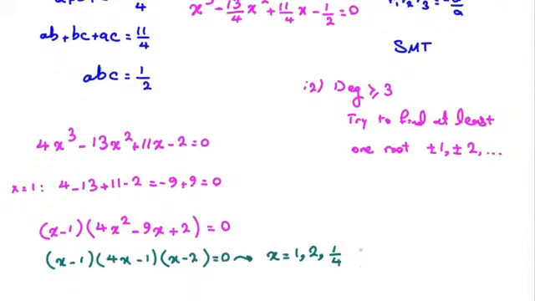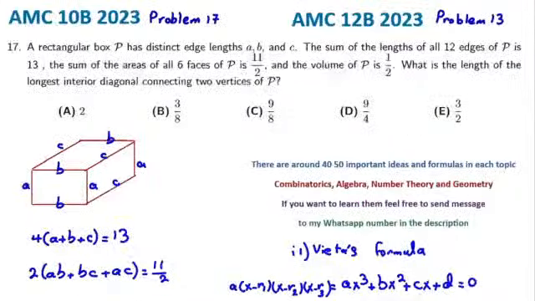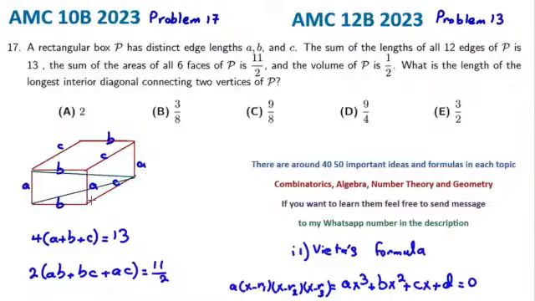So A, B, C are these values without loss of generality. We can consider, for example, A is 1, B is 2, C is 1 over 4. Now, if you want to find the longest diagonal, it will be like this one. And the formula is, you can draw this one. Let me call this one x, we want to find x. This one is y.